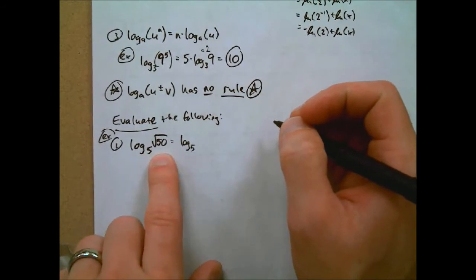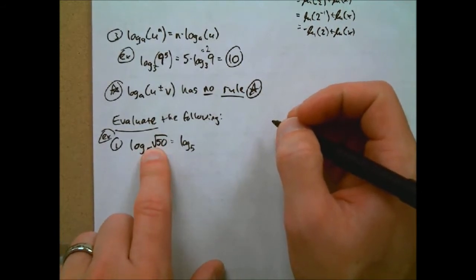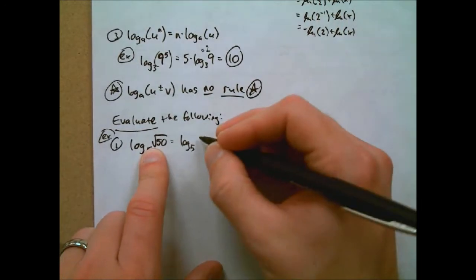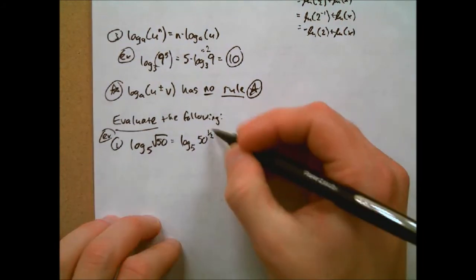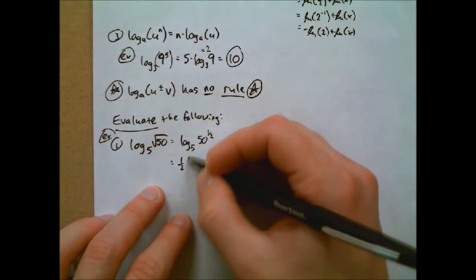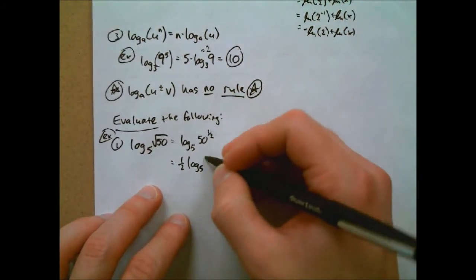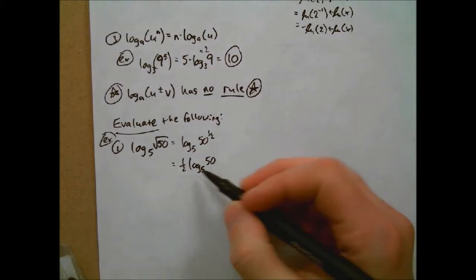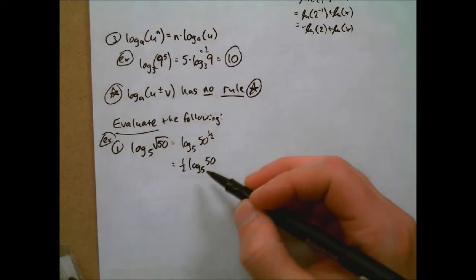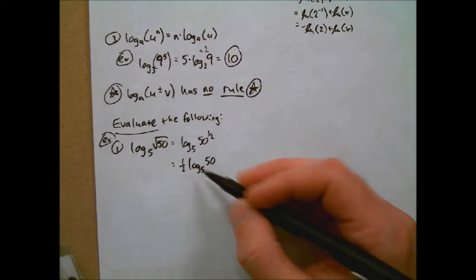So the square root, that's the same thing as what exponent? 1/2, right? Now that we have that exponent there, what can we do with it? Bring it out front, right? So we'll have 1/2 log base 5 of 50. And is that the best we can do? Well, since we're base 5 here, maybe we can break up that 50 so we have some powers of 5.